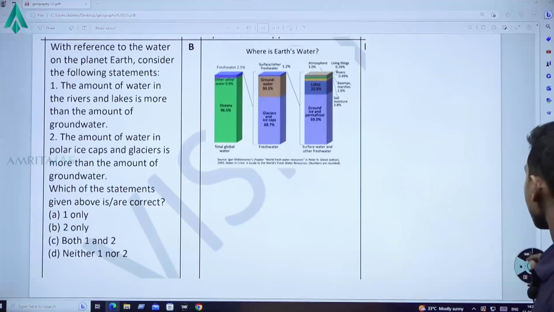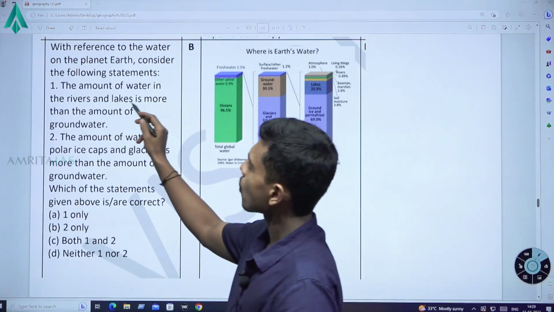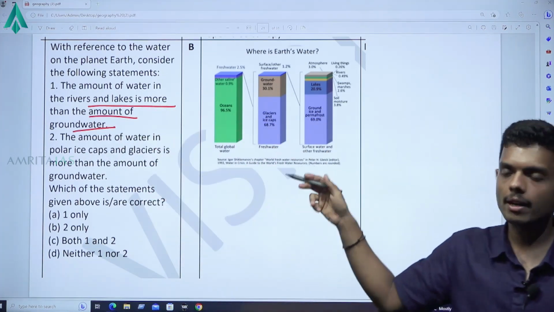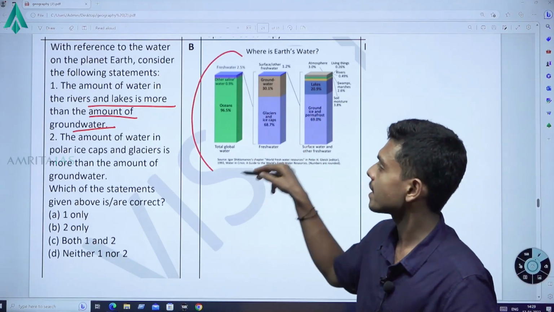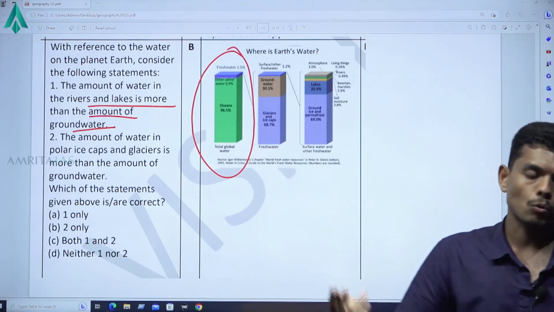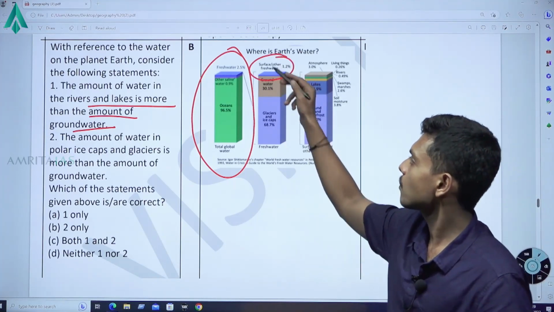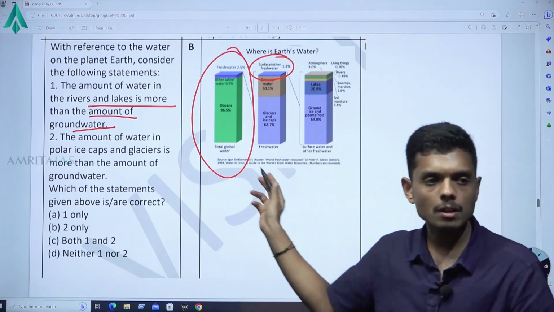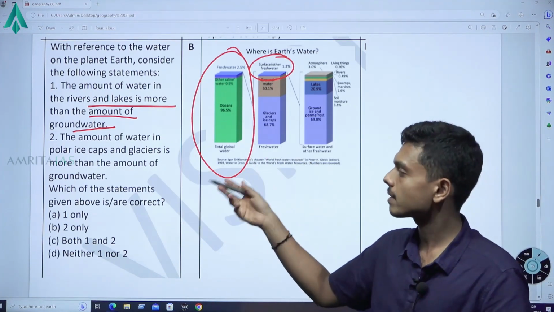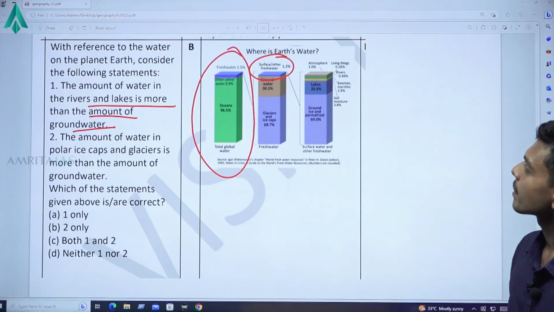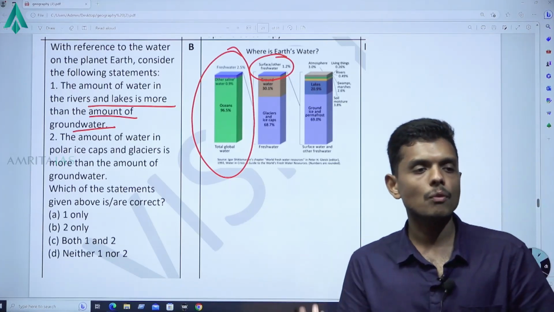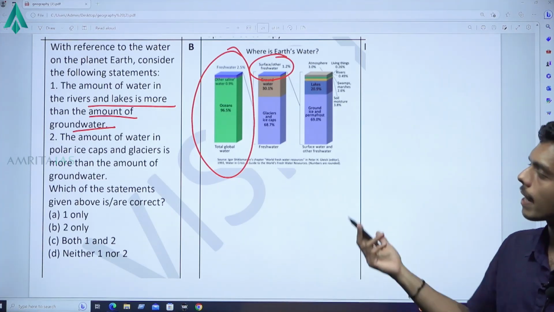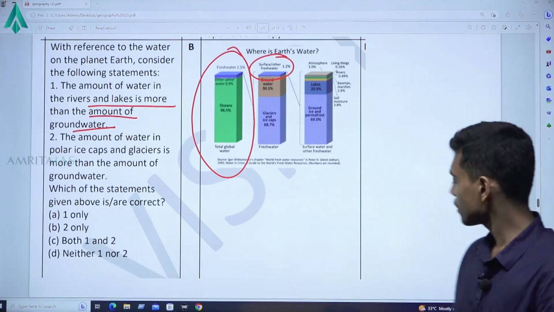Then they had asked about water. The statement was that the amount of water in the rivers and lakes is more than the amount of groundwater. So this is again a straight PYQ. They had asked about the amount of water in the oceans, groundwater, river surface water, and what the proportion, what the ratio is. You should be aware of these concepts. This is the second time the same question was asked, so you can expect this to be repeated. They will give you the statement, the atmosphere has more water than groundwater. Is it true or false? So analyze that water aspect properly.